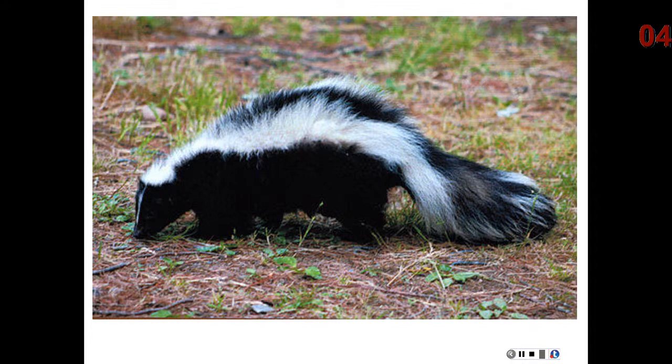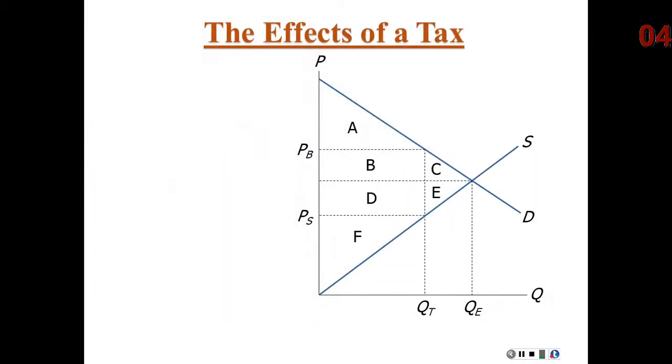Now with a tax, what would be consumer surplus? Well, remember, it's going to be everything below the demand curve and above the price buyers pay, which would be this new higher PB. So now consumer surplus is only going to be the area labeled with A. Notice consumer surplus has gone down by the amount B plus C. What would be producer surplus? Well, it would be everything below the price sellers receive, which is that PS line there, but above the supply curve. In this case, just the letter F.